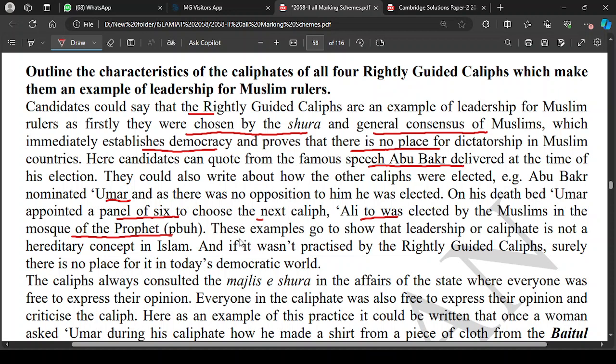So it shows that the caliphate is not hereditary. Okay, Umar has not nominated his son. Even any one of them has not nominated their son as their successor. So there is no place for it in today's democratic world. Okay, this is one thing, that they have been elected. The way they have been elected, they had set an example for the Muslim leaders today.